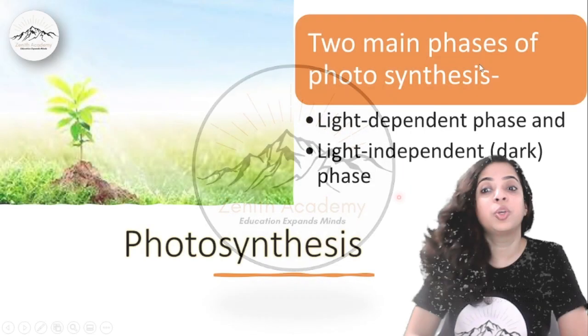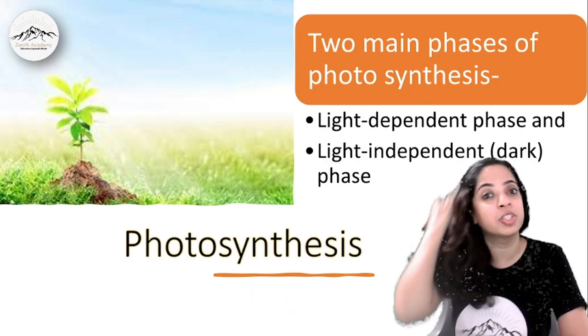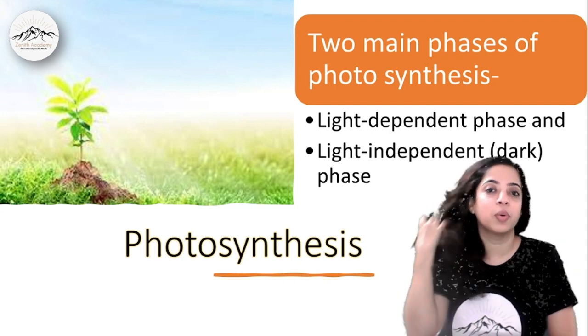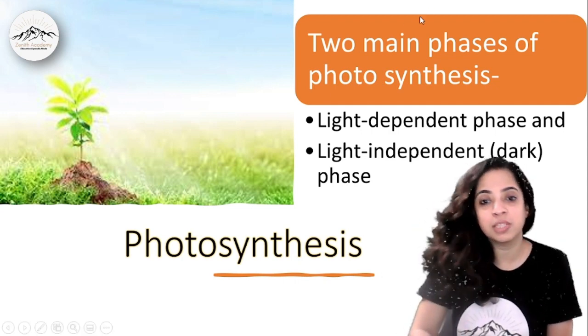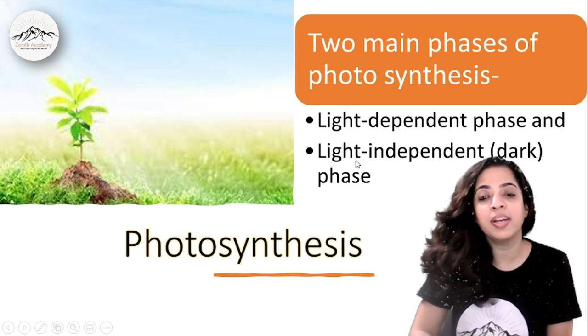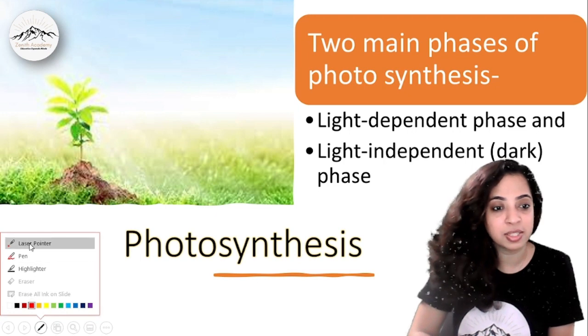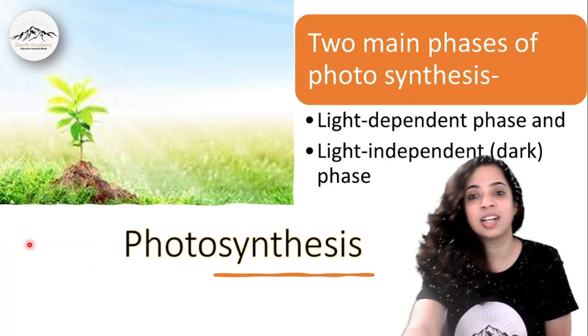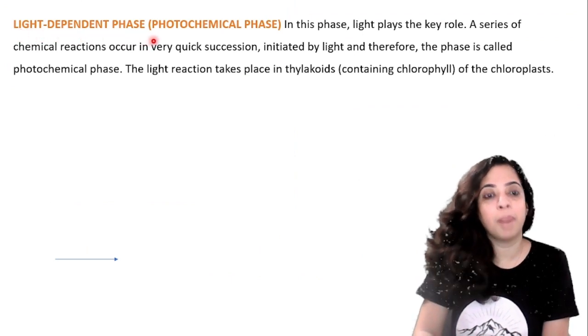Okay. The 2 main phases of photosynthesis. This is a very, very important part of this chapter and very frequently asked in the examination. So there are 2 main phases of photosynthesis, my dear children: light dependent phase and light independent phase, which is also known as dark phase. Okay. So let's get started quickly without wasting time. The first one is light dependent phase.